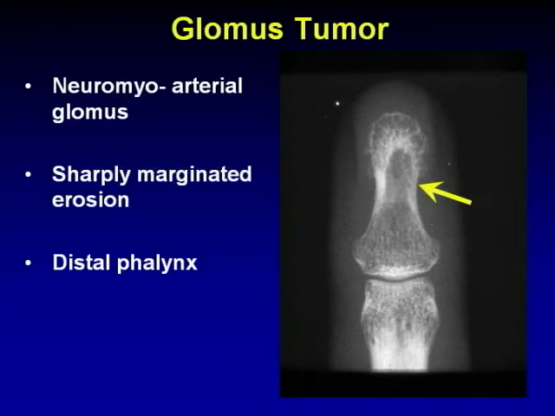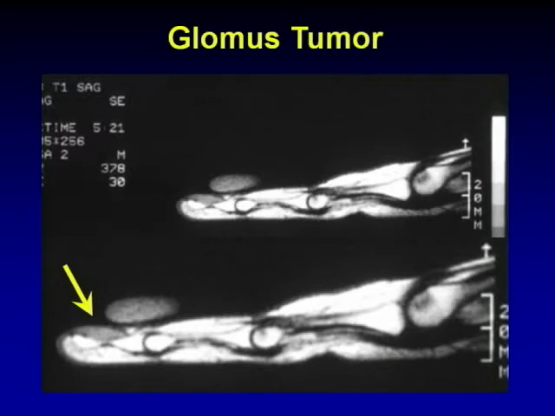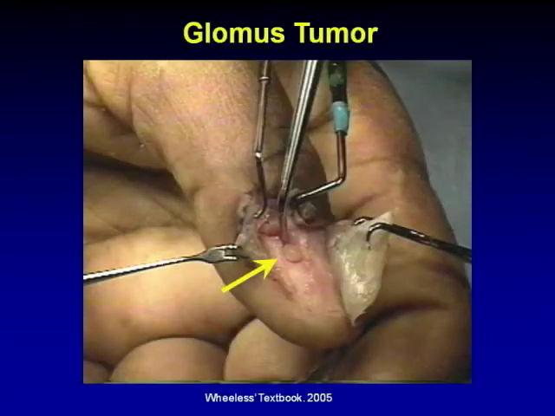Glomus tumors, considerably less common, these affect the neuromyoarterial glomus. They're sharply marginated areas of eccentric erosion, typically at the dorsal aspect of the distal phalanx. They're sort of hard to image sometimes on MR because they're often very small. Here, an example of one of these small glomus tumors at surgery.